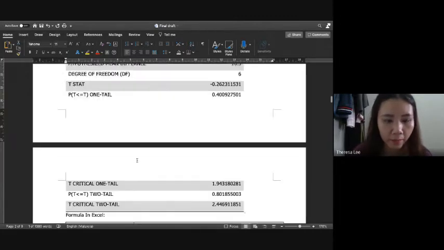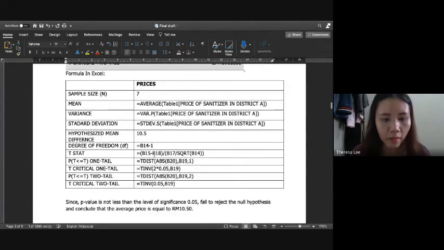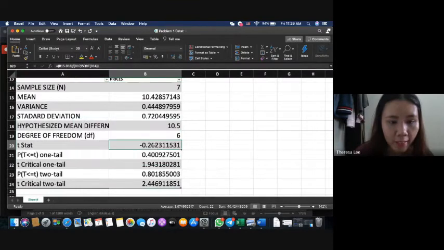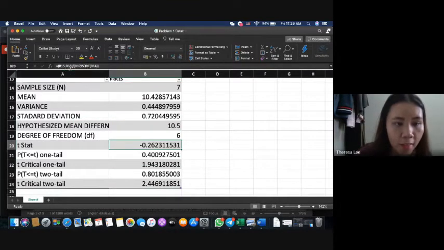For t-stat, we have to show it in the Excel. As we can see, t-stat is B15 minus E18 divided by B17 over square root B14. What does it mean? For B15, which is the mean, we subtract the hypothesized mean difference, and then we divide by the standard deviation, and then multiply by the square root of 7 because it's the sample size. So we get the answer of -0.26.